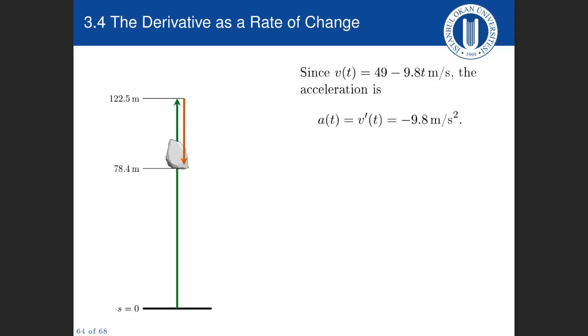Question 3 was about the acceleration of the rock. Acceleration means derivative of velocity. So we take our formula for velocity and we differentiate it to get acceleration is minus 9.8 meters per second squared.